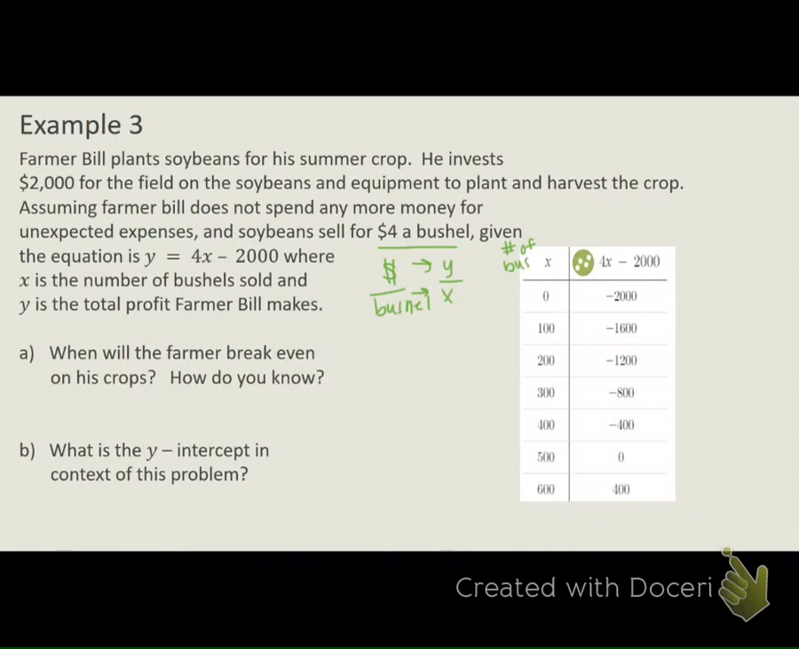Pretty sure we looked this up last year because kids asked me what a bushel was, and it was quite a bit. I think it was like some tons or something like that.